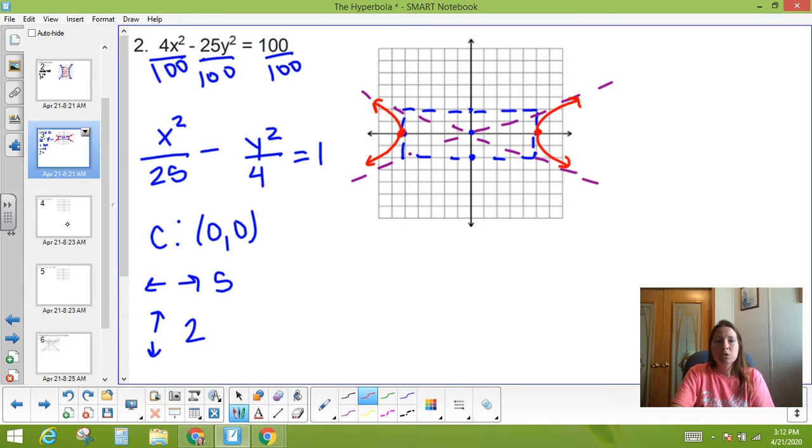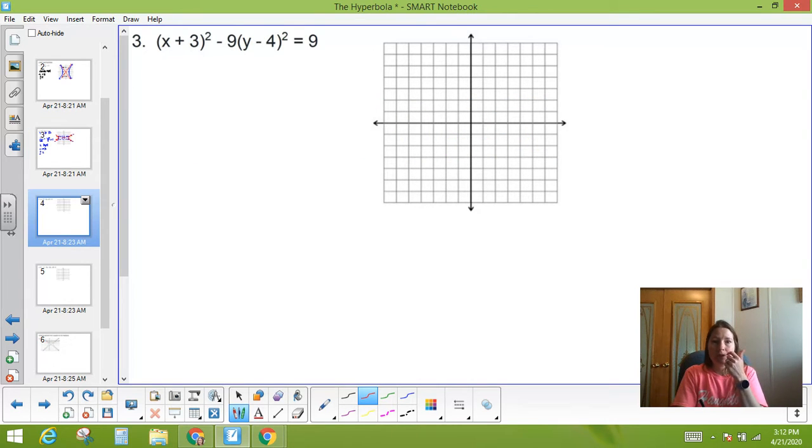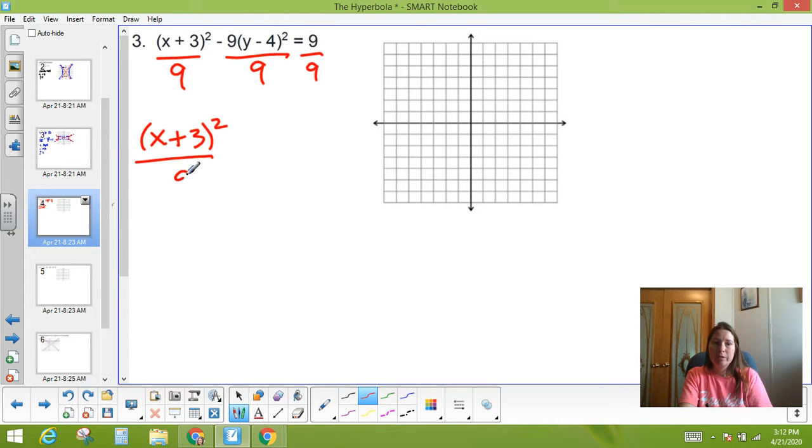Okay, so just like with everything else, they're not always going to give it to you in the right form. So here they're pretty close. You just need to divide by 9 to make it equal to 1. So we're going to be working with x plus 3 squared over 9 minus y minus 4 squared over 1 is equal to 1. I got 1 because these guys divide off.